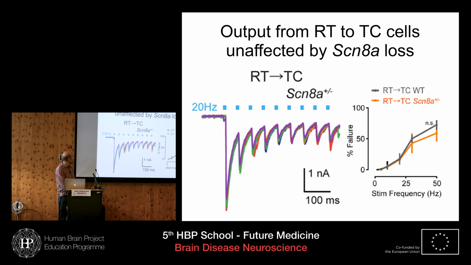And eventually, once you start driving this at high frequencies, you start seeing synaptic failures where some of the light pulses will fail to produce a synaptic response. And when you characterize this, you look at the ability of this synapse to fire as a function of frequency. It's unaffected by this mutation. So think about this. These are the axons of reticular cells. They're missing some of their sodium channels, but at least for this synapse, their ability to fire at these different frequencies is unaffected. So this part of the network that's driving the oscillation is intact.